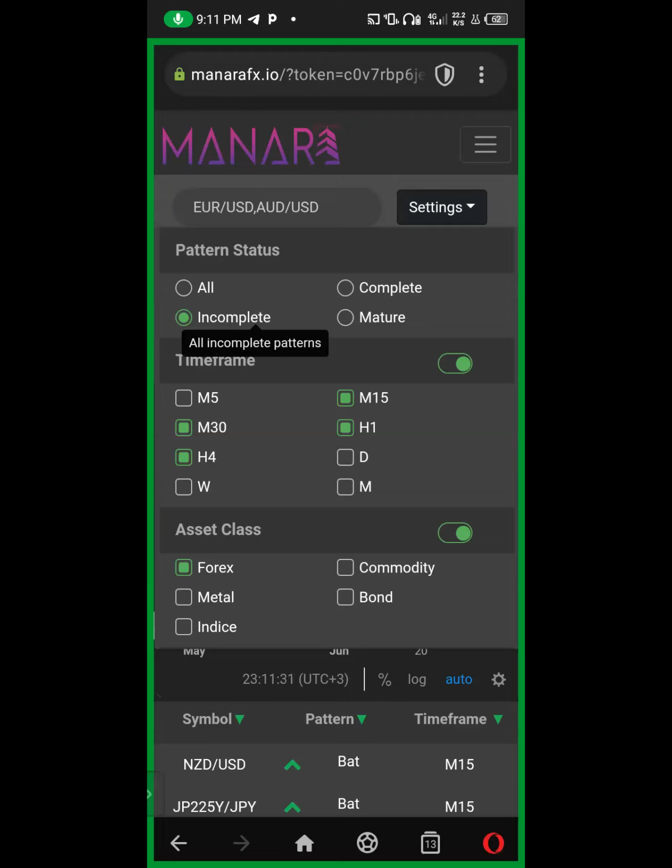So it will show you only setups that have not gotten to their entry. But if you want something quick, something that is already there, and you want to quickly take it as it is, you go to complete.